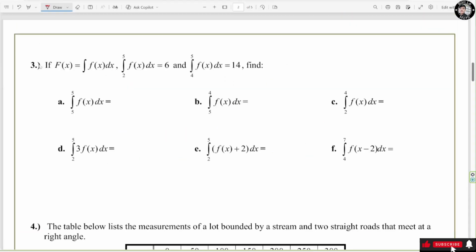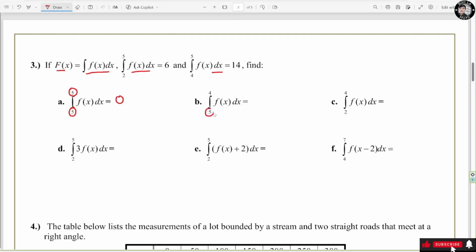Now, let's move on to question 3. If F of s equals the antiderivative of f of s ds, and given this guy and this guy, we need to find the integral from s to s of f of s ds. Now keep in mind, when we see the lower limit and upper limit are the same, the answer must be 0, right?